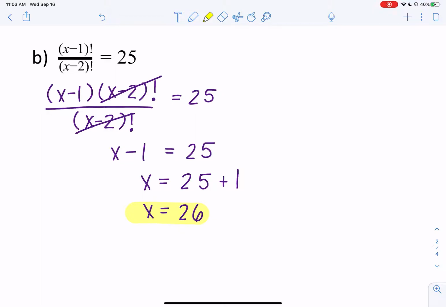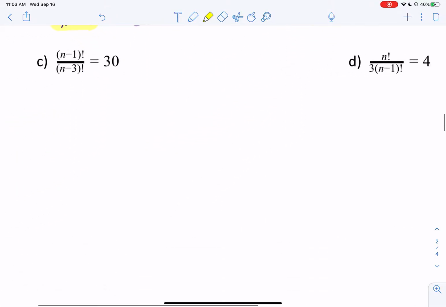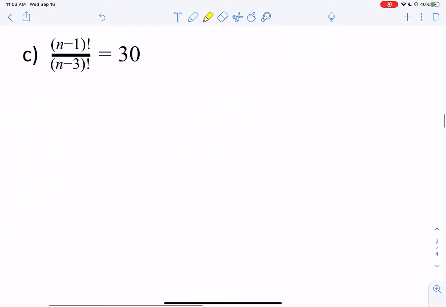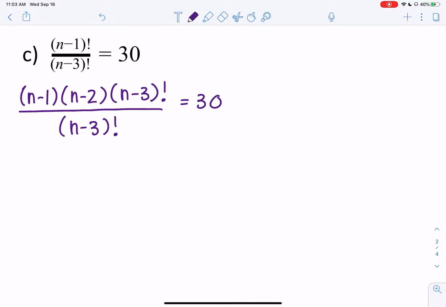Let's quickly try the next two because they're very similar to these. So for C, we have n minus 1 factorial all over n minus 3 factorial equals 30. So again, we start by expanding that first one. And I'm going to stop at n minus 3 factorial because I have an n minus 3 factorial in the denominator. So now I can cancel that out.